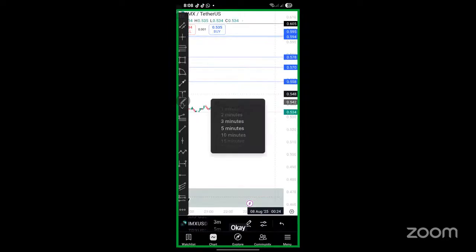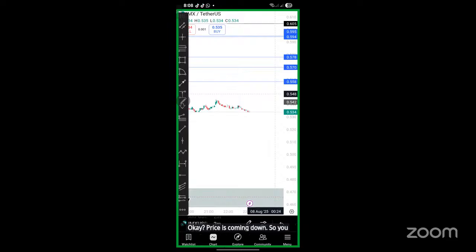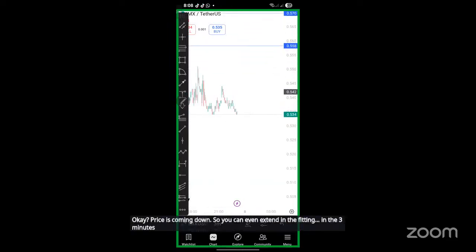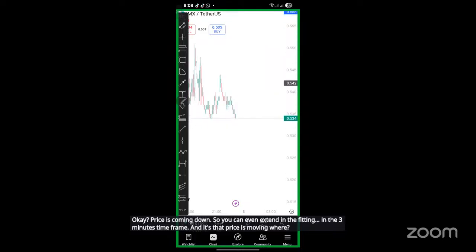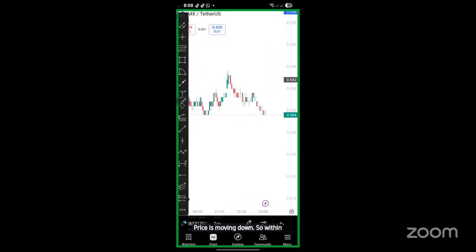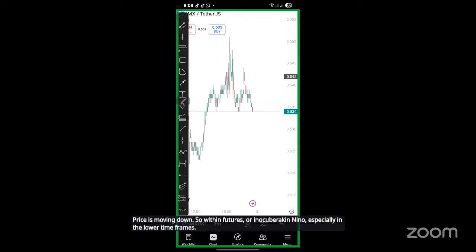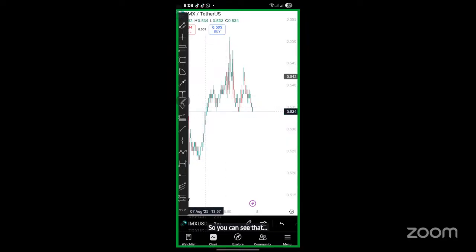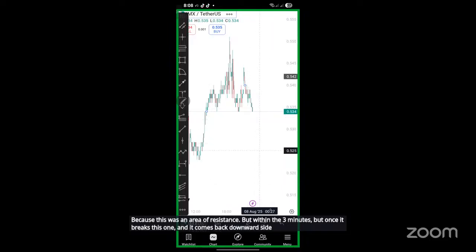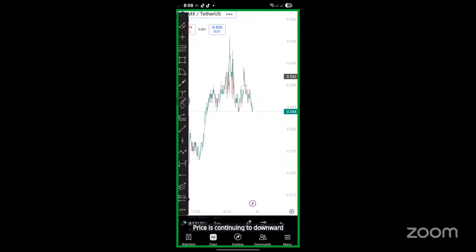Price is coming down, so you can even extend to the 3 minutes time frame and you see that price is moving down. So within the futures, be keen, especially in the lower time frames. You can see that price broke this area, tapped here, and came back, because this was an area of resistance. Once it breaks this and comes back to the downward side, it means price is continuing downward. As simple as that.